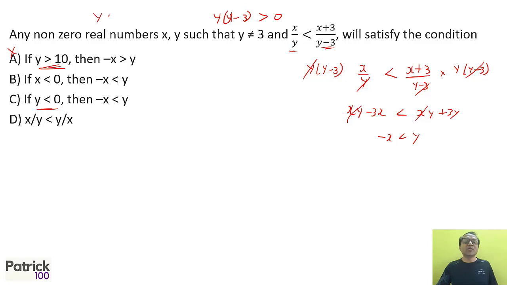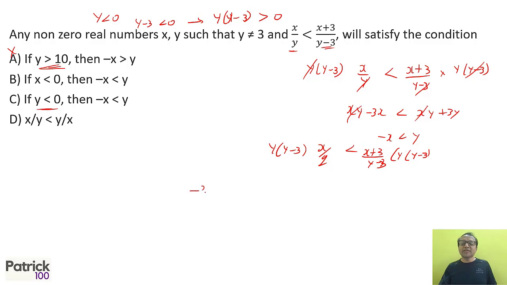Okay, if y is less than 0, y minus 3 will also be less than 0, in which case y into y minus 3 is positive. So similarly, the same thing I can multiply. Multiplying by y into y minus 3 for x upon y, x plus 3 upon y minus 3 into y into y minus 3. You get the same thing: minus 3x is less than 3y, or you will get minus x is less than y.